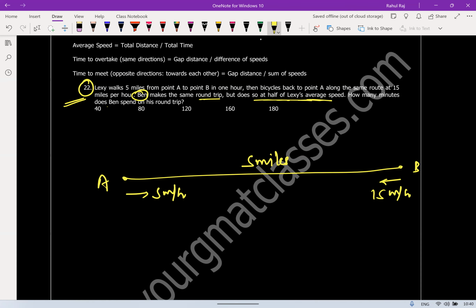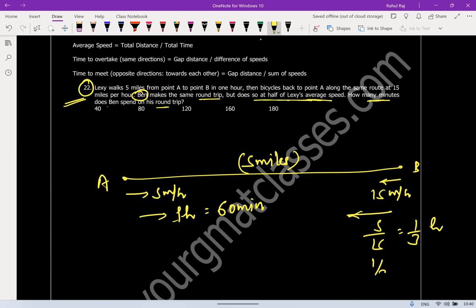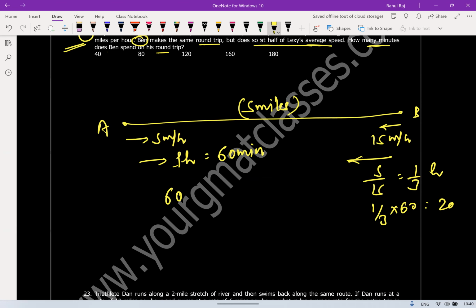So first of all, tell me what is the time taken by Lexi to go from point A to B and B to A? The time taken by Lexi to go from point A to B is 5 miles distance. It is going at 5 miles per hour, so technically 1 hour. And what is the time taken to come from B to A? 5 by 15. That is 1 by 3 hours. We have to convert into minutes because the question asks how many minutes Ben takes. So total time taken by Lexi to go from A to B is 60 minutes. Coming from B to A is 1 by 3 into 60. That is 20 minutes. So total time taken by Lexi to go from A to B plus B to A is 60 plus 20, that is 80 minutes.